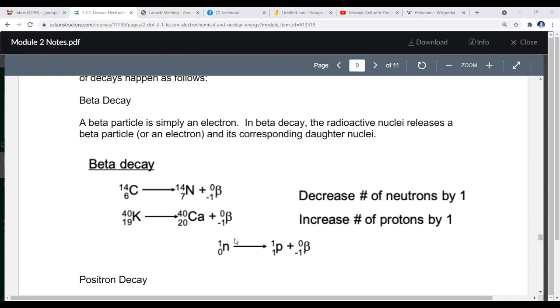So why do we say that in here, there's a decrease in the neutrons, and in here, there's an increase of the protons? Anybody who can answer aside from Marion? Because the neutron gets converted into proton.